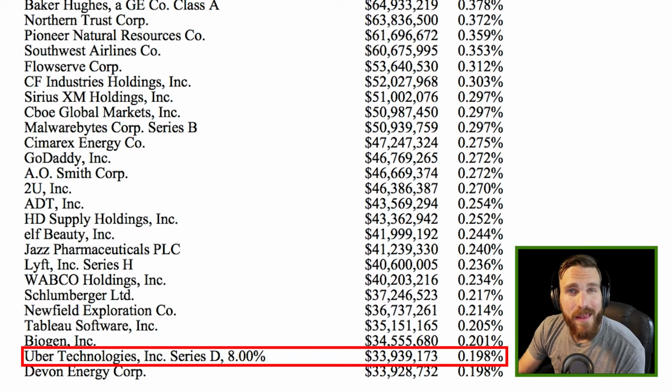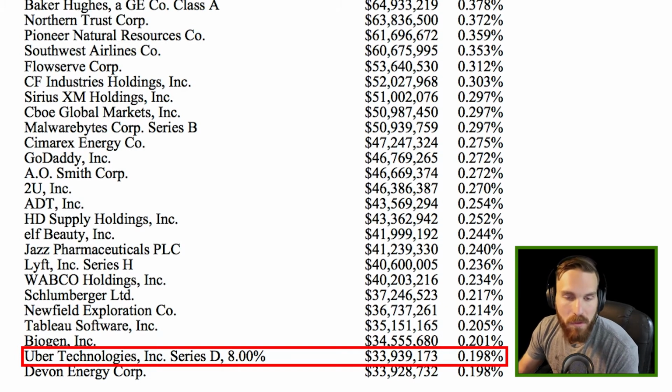Preferred stock is a little bit different from common stock. And the big difference there is that preferred stock comes with a set fixed coupon. And that's what that 8% is. When you hold preferred stock, the idea is that it's going to pay you a dividend based upon that fixed rate. So if I had a $100 chunk of Uber Technologies, I would expect that to pay me $8 in dividends every single year. Okay, great.